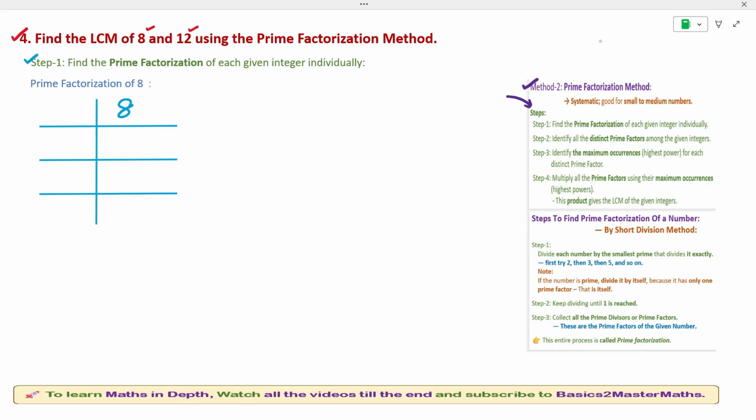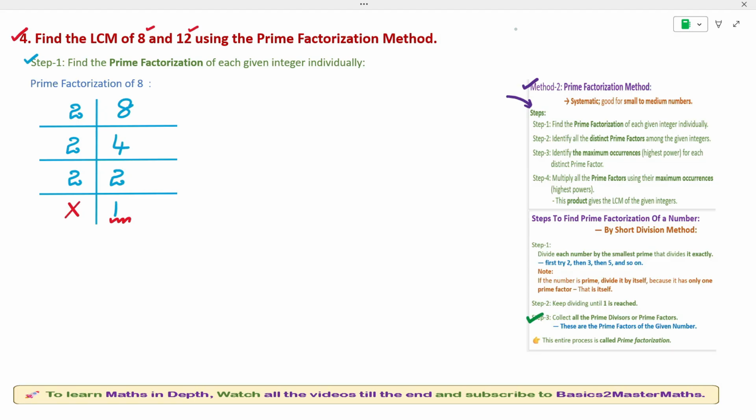Let us find the prime factorization of 8. Start dividing 8 by the smallest prime 2. Since 2 divides 8 exactly, we get 4. Again, start dividing 4 by the smallest prime 2. Since 2 divides 4 exactly, we get 2. Again, start dividing 2 by the smallest prime 2. Since 2 divides 2 exactly, we get 1. Stop here since 1 is reached.